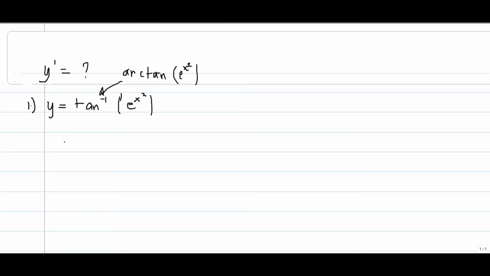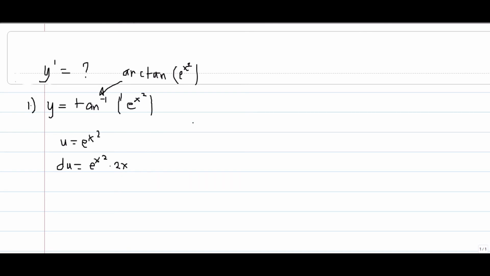Okay, to solve this, let u equal e to the power x squared. Then we have du equals e to the power x squared, then we derive x squared, and this will be times 2x.